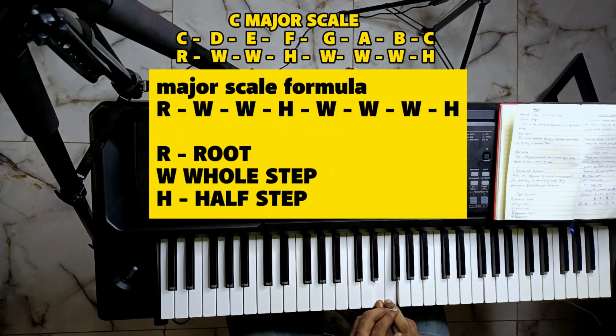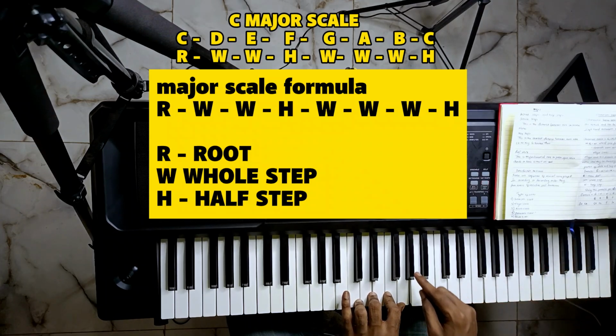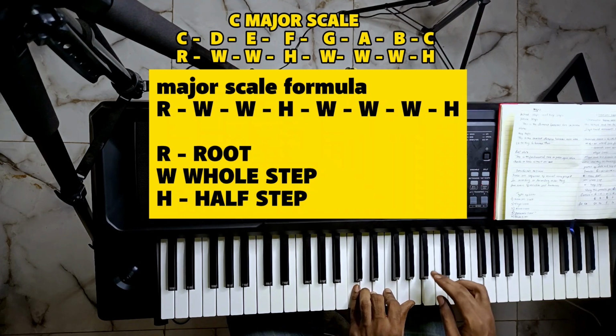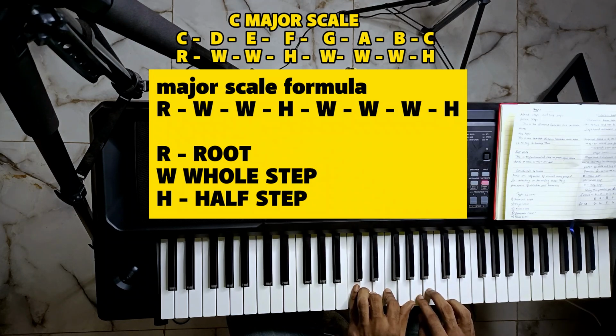So the next one is whole step. We skip a note and move to it. We have this now. Then the next one is whole step again. We skip a note. Then we have this. So the next one again is whole step. We skip a note, this note, and move to the next one. Then the last one is half step, which is no note in between. So you just move to the next one. So this is your C major scale.